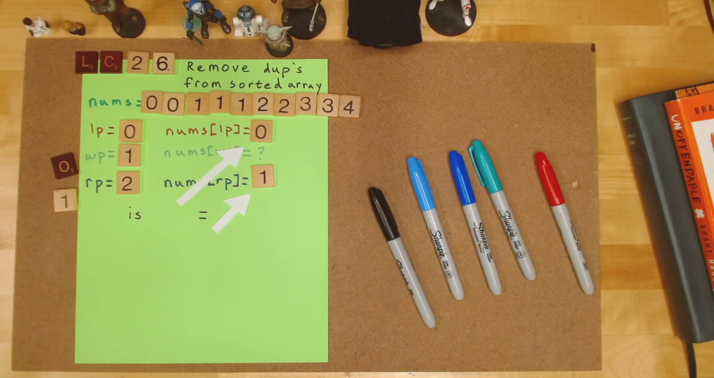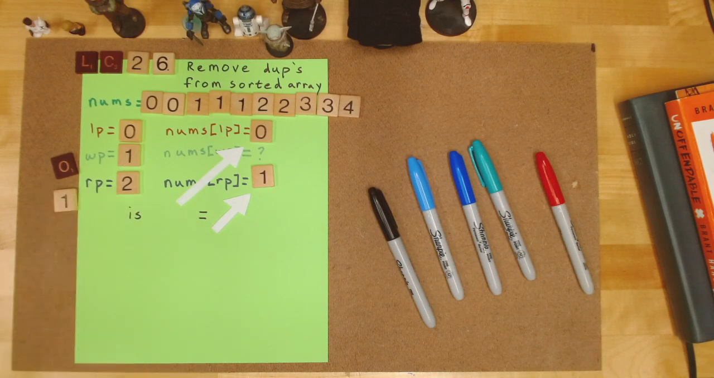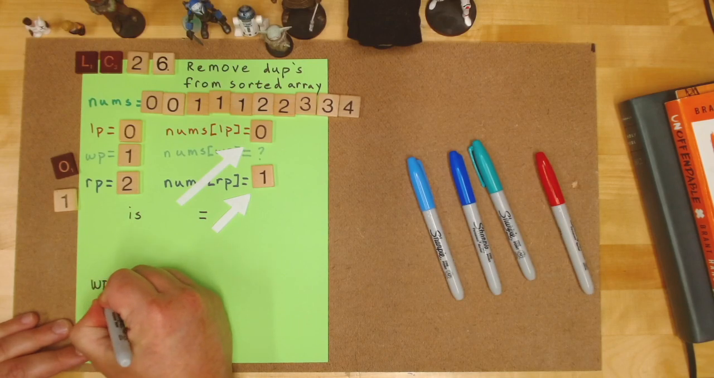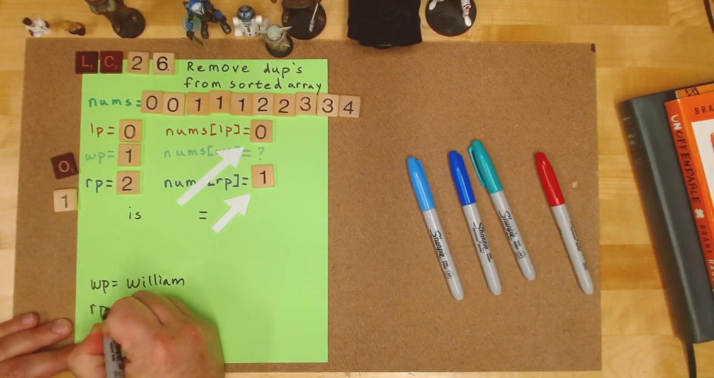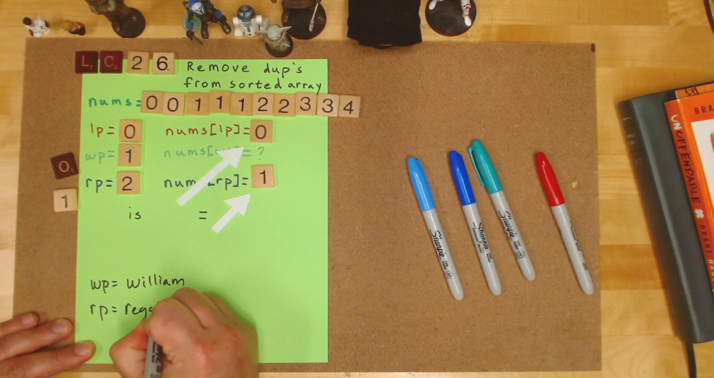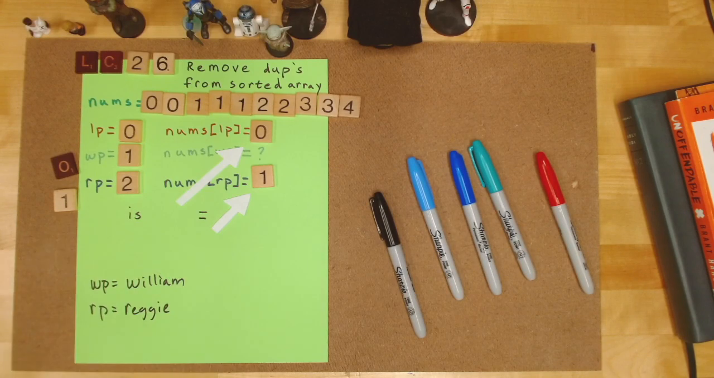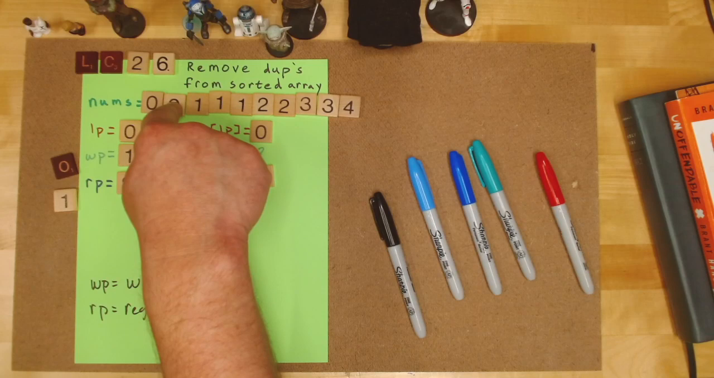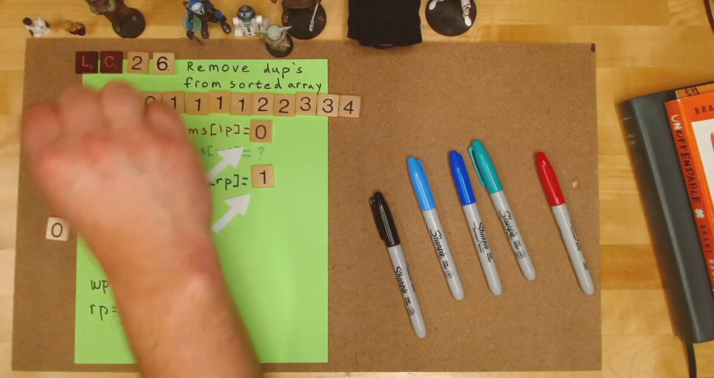You know what? I'm going to rename these variables. We're going to name this William and Reggie. Okay, so that way we stop saying right and right. Let me just write that right here. So WP equals William and RP equals Reggie. I think that'll help us a bit. Okay, so we're going to overwrite the value at our William pointer with the value from our Reggie pointer. So here we go. We're going to take this 0 away, and we're going to put a 1 there.